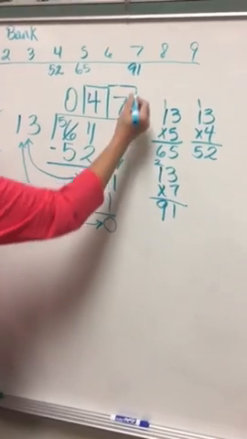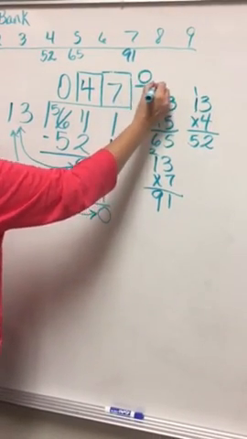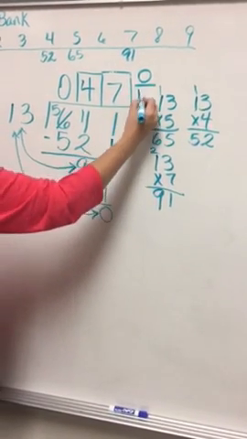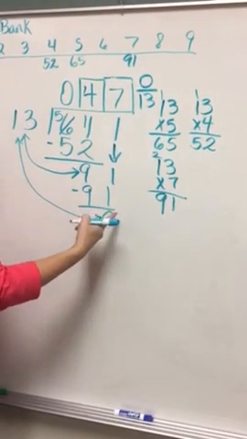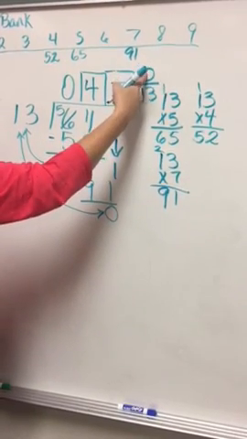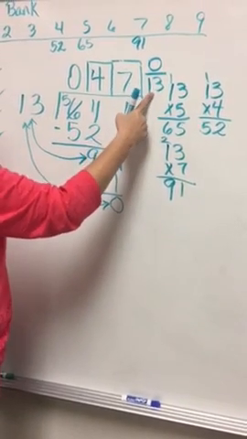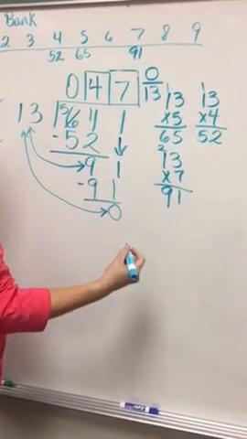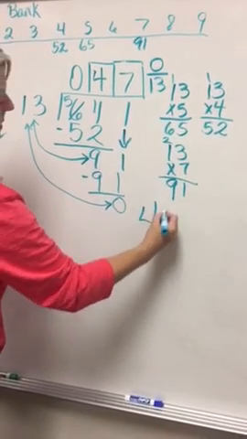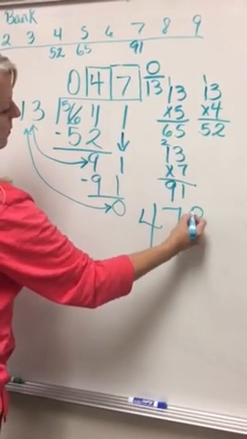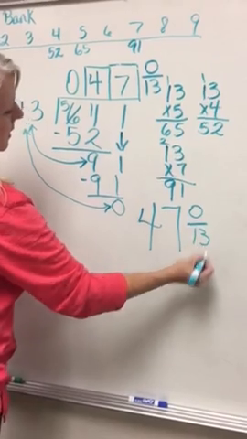So this one, we have 0 left out of 13. The way we say that is put it on top, that's the remainder, and it goes on top, so it becomes your numerator. Your divisor becomes your denominator. So my final answer is 47 with 0 out of 13 left over.